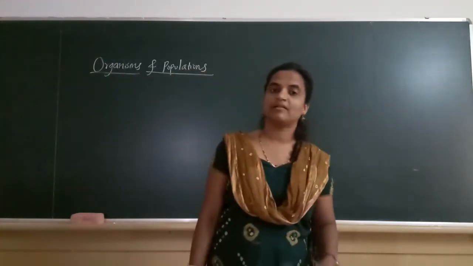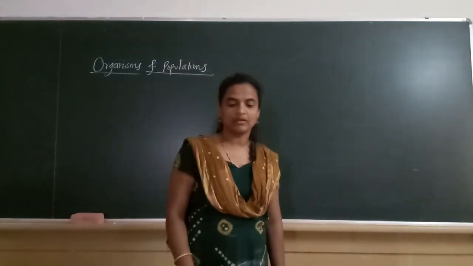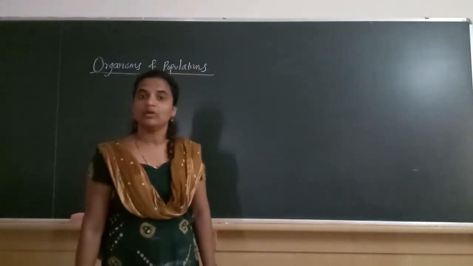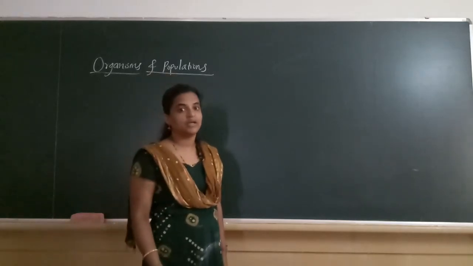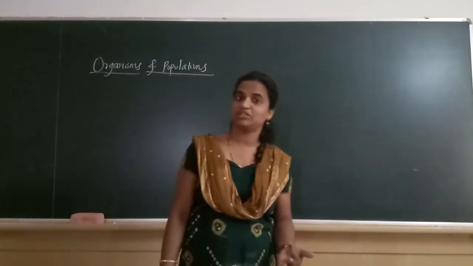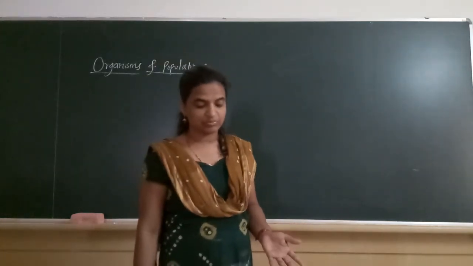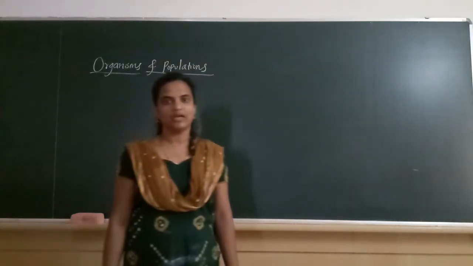In the last class we explained population attributes: birth rate, death rate, sex ratio, age distribution, age pyramids, etc. There are three types of age pyramids: growing age pyramid, steady age pyramid, and declining age pyramid.